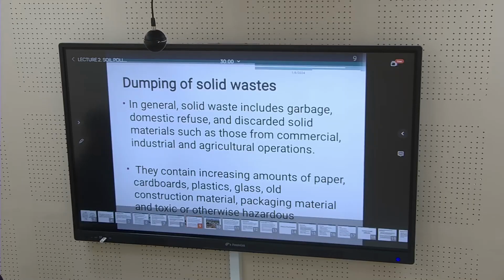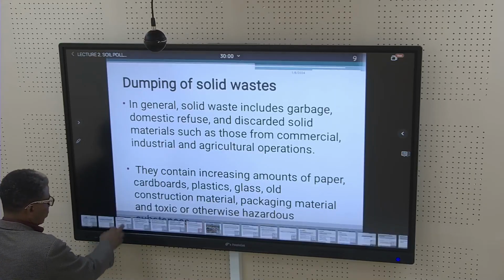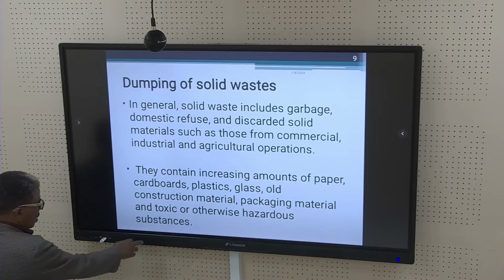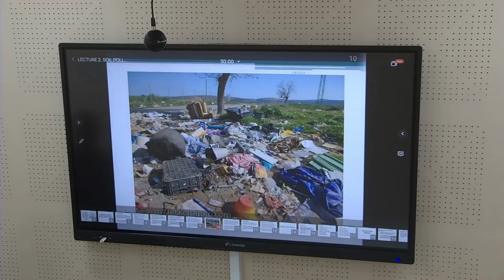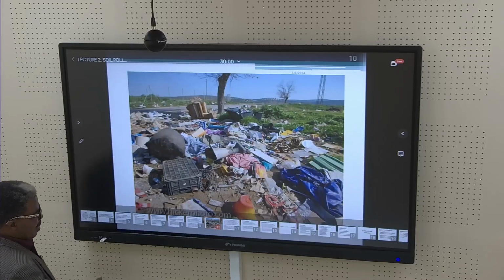They contain increasing amounts of paper, cardboards, plastics, glass, old construction materials, packaging material, and toxic or otherwise hazardous substances. Have a look here. This is an example of how the improper dumping results in land or soil pollution.